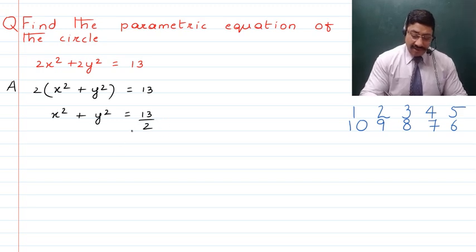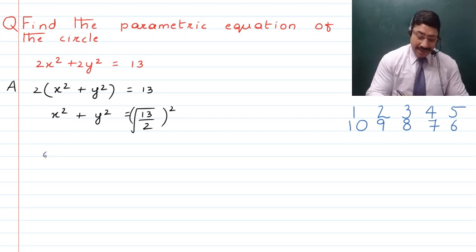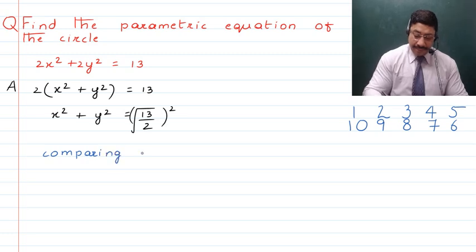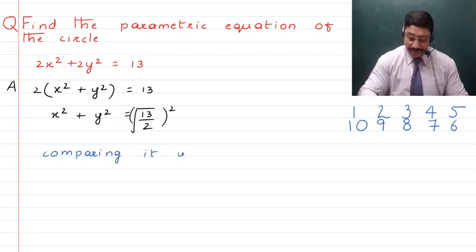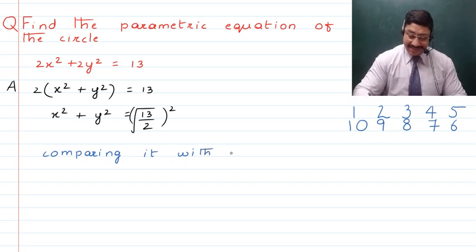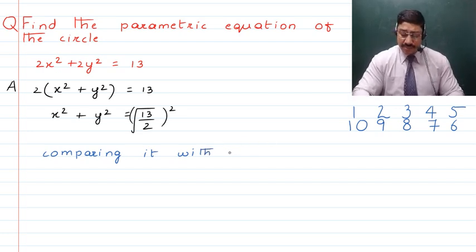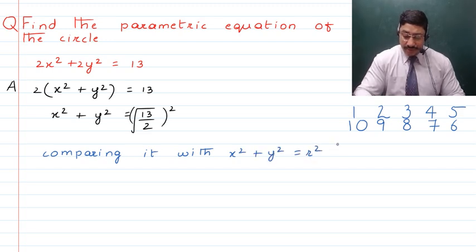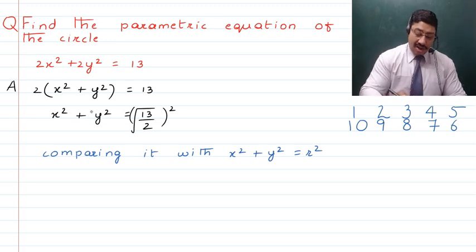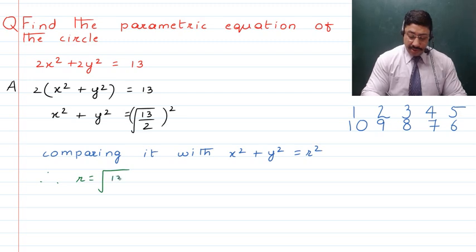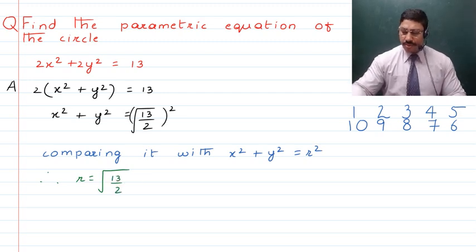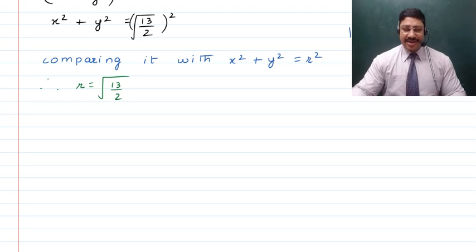Now, if we take a root of this and square it, don't you think that this can now be compared with our standard equation? Yeah, it can be. So comparing it with our standard equation of a circle, or simplest equation of the circle, that is x squared plus y squared is equal to r squared, we will now get the value of r to be equal to root of 13 upon 2. A pretty crude value, but whatever it is, this is the radius of the circle.